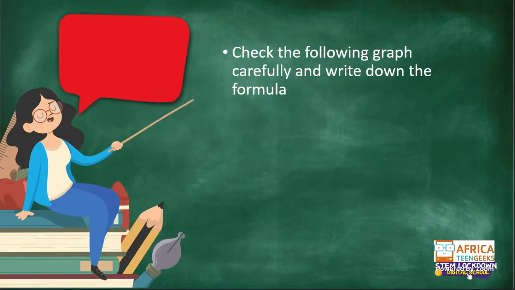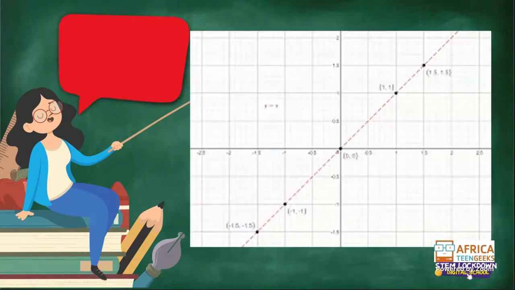Right, check the following graph carefully and write down the formula for the graph. So you are going to check this graph and then tell us what is the formula to calculate this graph. And perhaps you can tell us why do you think that is the formula, just by inspection. What is the formula of the graph, just by inspection?